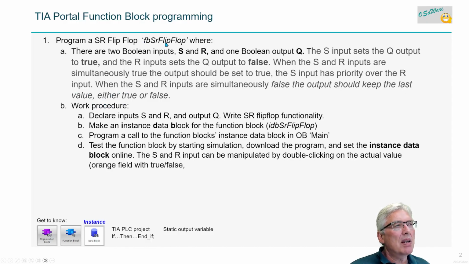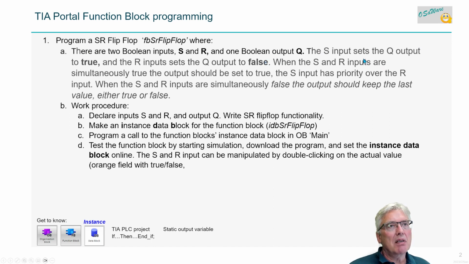It's called fbSrFlipFlop. Why does it have to be an FB? Because it has static memory. Two inputs, these are not according to the naming convention that we are using: S and R, and our output Q, because that's what you use in an SR flip-flop. We don't have a QN, the negated output, but you could have that too.